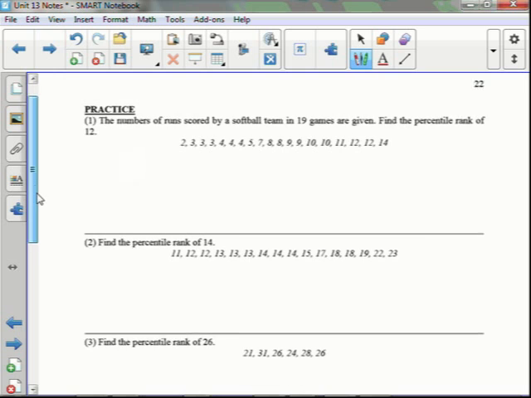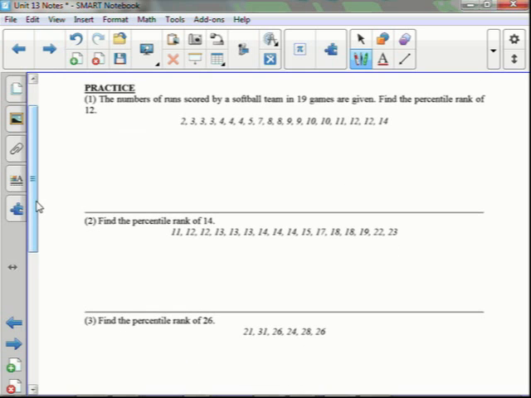Okay, let's try a couple more. All right, the number of runs scored by a softball team in 19 games are given. Find the percentile rank of 12. Okay, so again, here's our 12s. This is an even number, so we split it in the middle. How many do we have that are in the bottom part of this? 1, 2, 3, 4, 5, 6, 7, 8, 9, 10, 11, 12, 13, 14, 15, 16, 17. So 17 out of 19. Divide that out. You're going to get 0.8947, which is going to equal 89.47%.